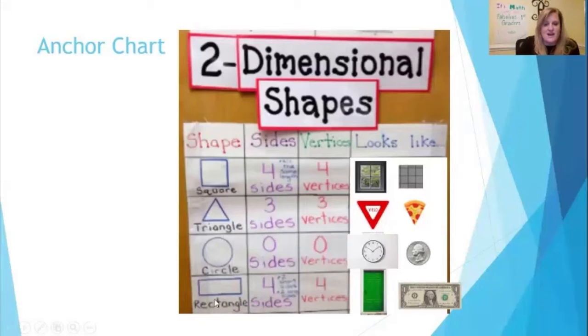Rectangles have how many sides? Right, 4 sides. The opposite sides are equal. So these 2 sides are equal and these 2 sides are equal. There are also 4 vertices, 1, 2, 3, 4. They also have 4 right angles. You might notice that a door is in a rectangular shape, also a dollar bill.